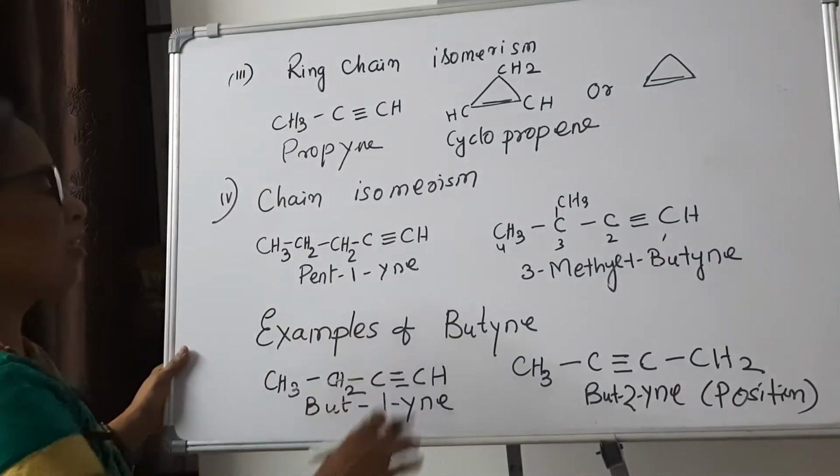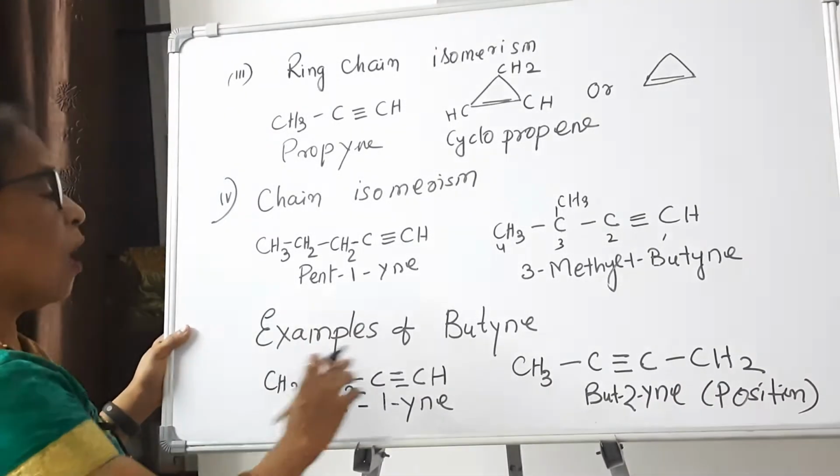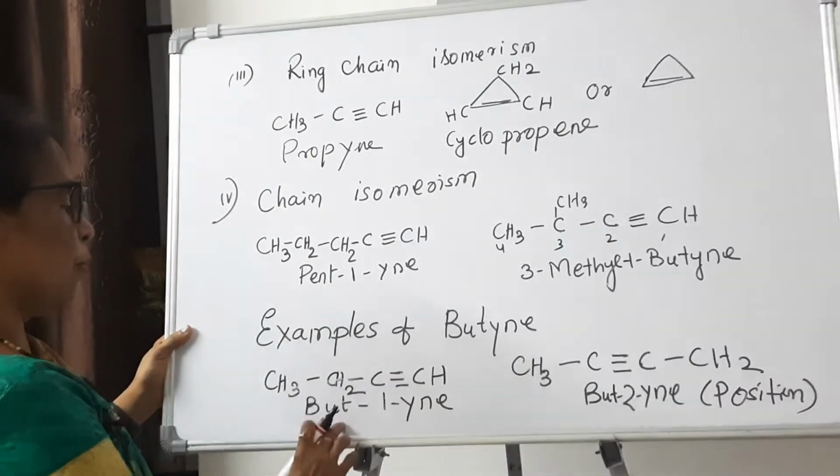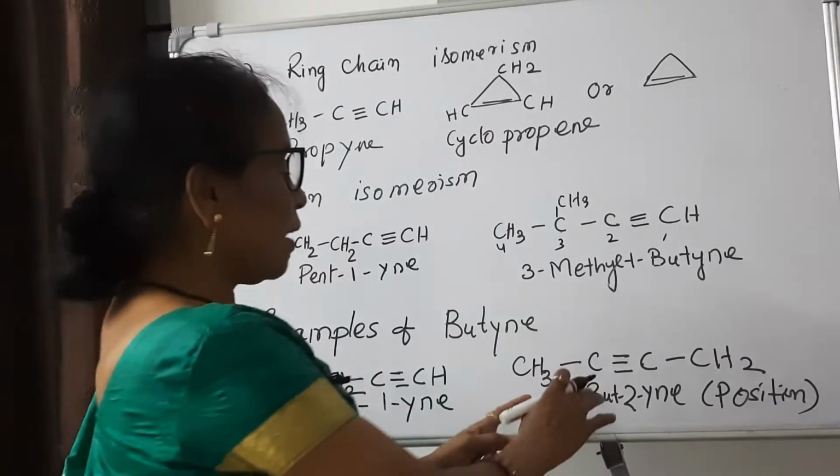Let's see examples of butyne. Now you can say this is position isomerism: but-1-yne, but-2-yne, but-1-yne. After 1 there is a triple bond. But how many carbons? 4 carbons. So it is but-1-yne. And what is that one?